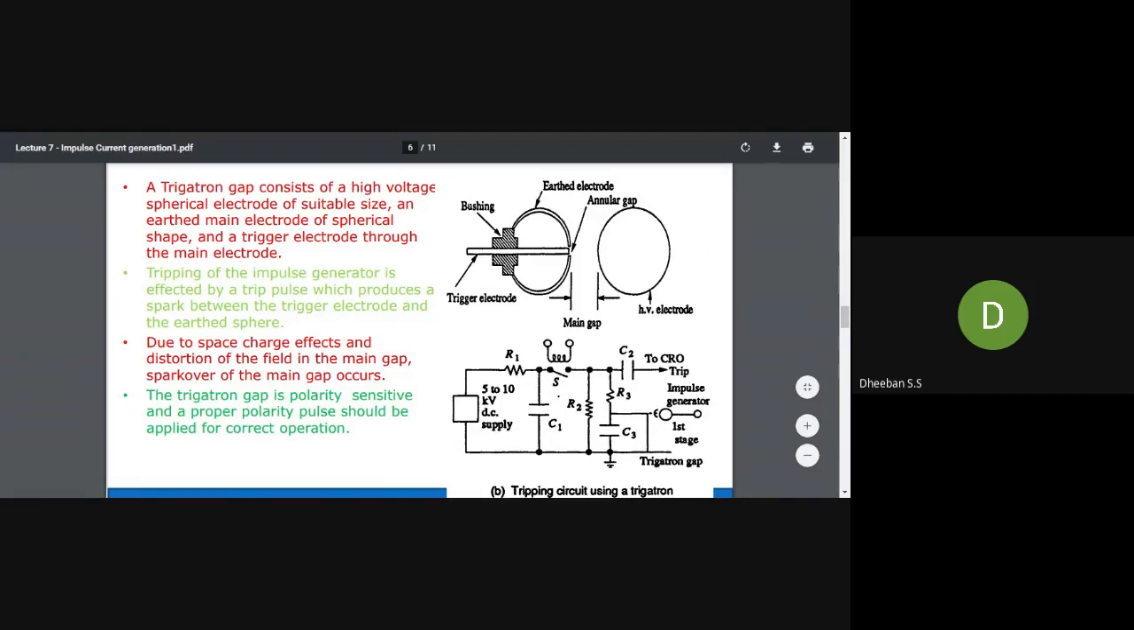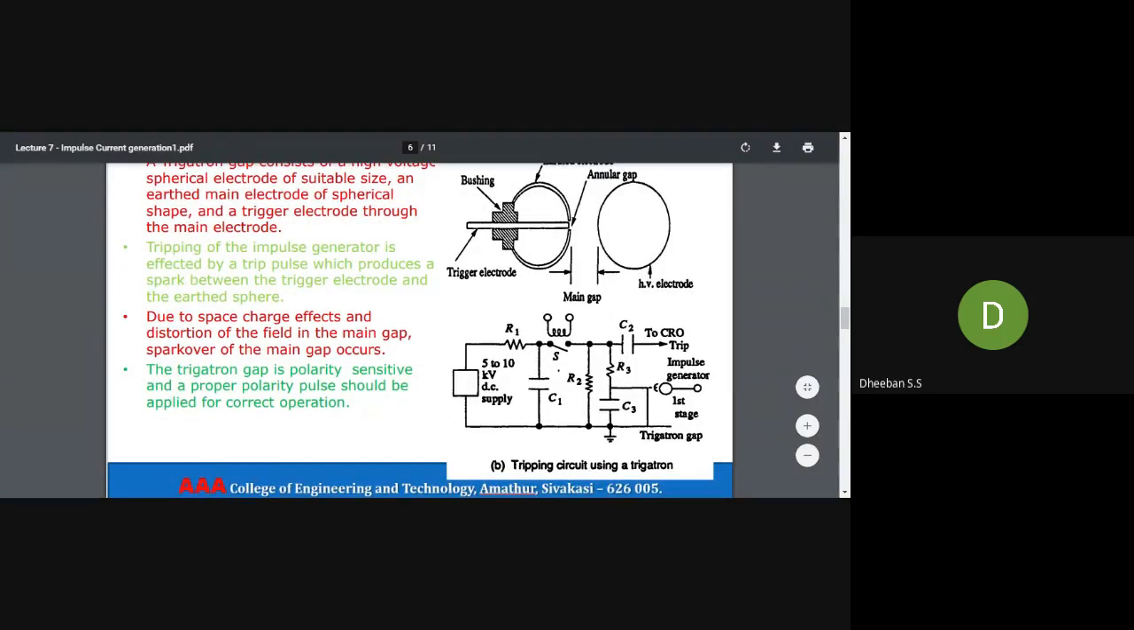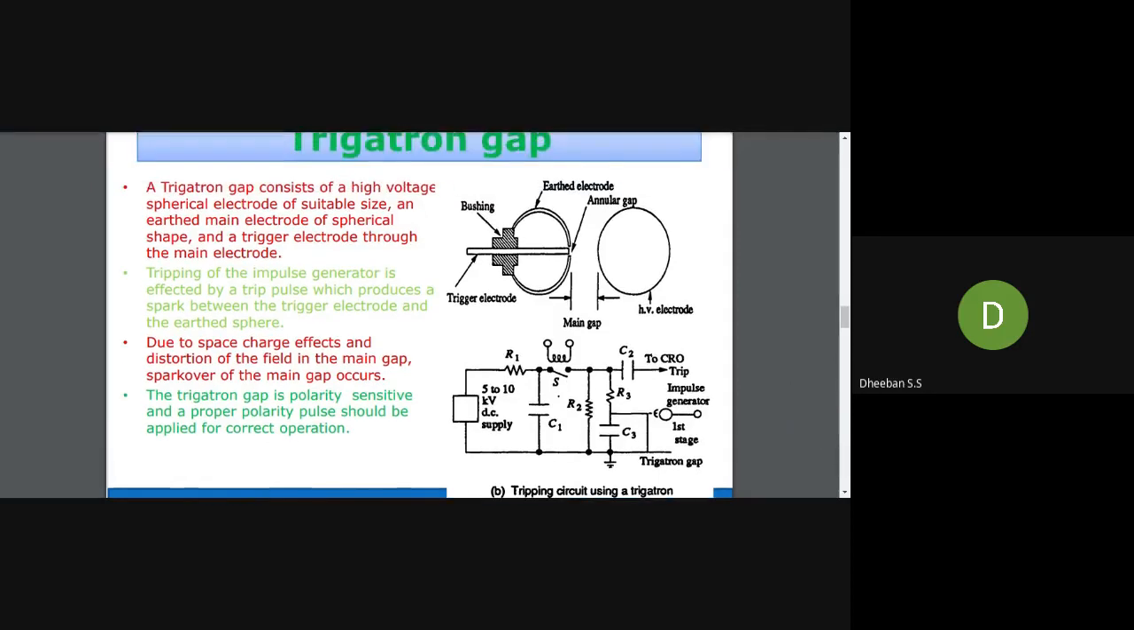Due to the space charge effect and the distortion of the field in the main gap, the spark over of the main gap will occur. So it will contribute to your impulse current generation. The Trigatron gap is polarity sensitive, and a pulse of the proper polarity should be applied. This is a precaution: the polarity has to be checked before turning on or tripping this electrode.